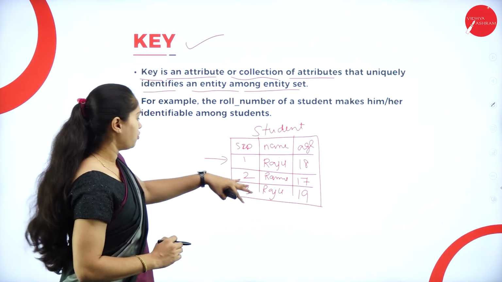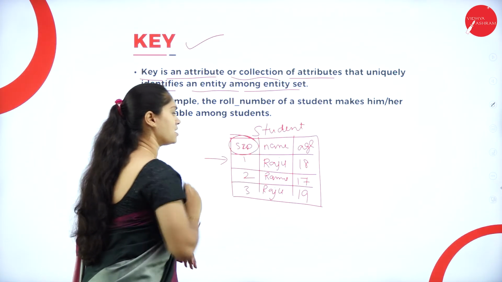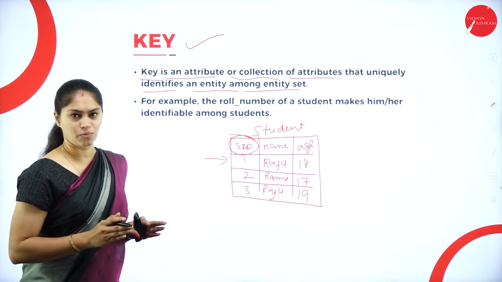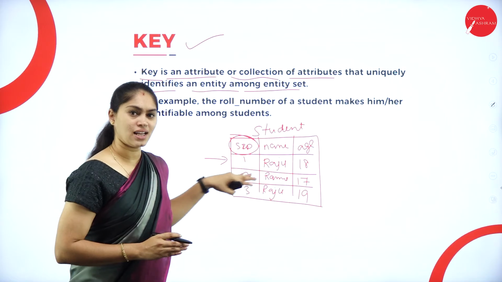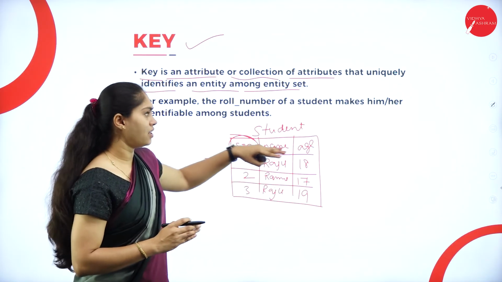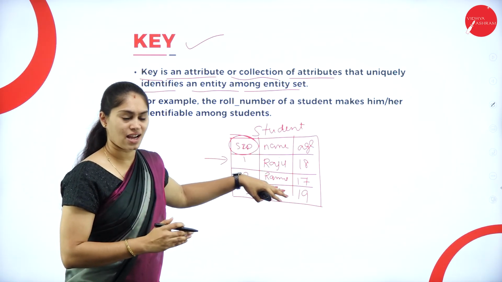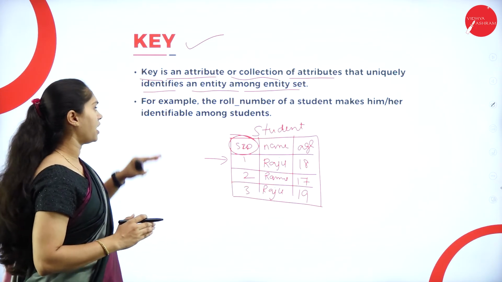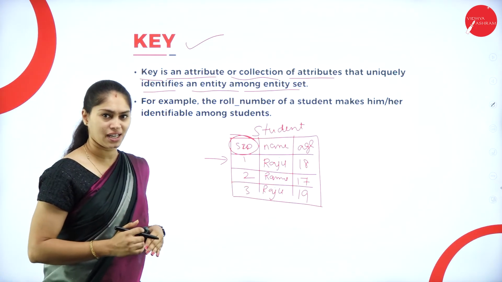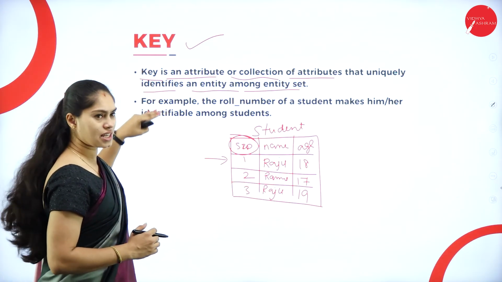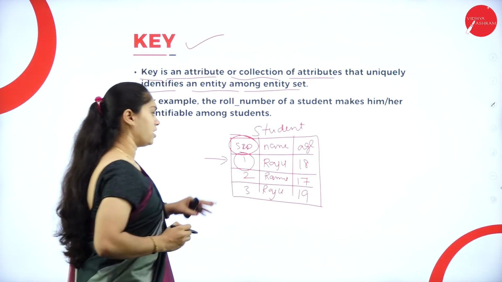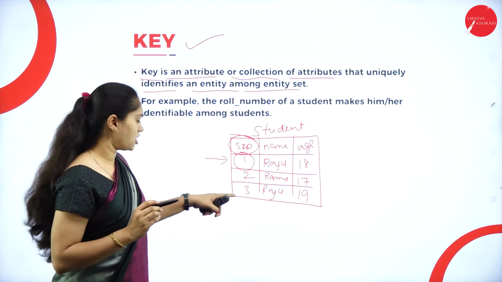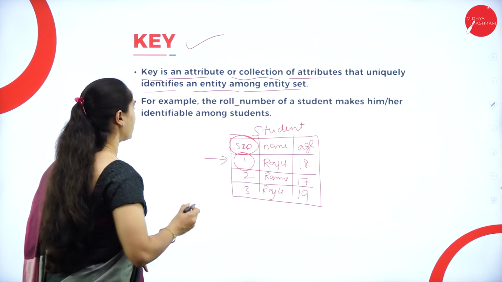So I am going to make this student ID a unique value. With the help of this student ID, I can find a particular entity among the entity set. In order to uniquely identify an entity among the different entities in the entity set, we have this key. So if I want to update this Raju, I will use the student ID 1 instead of 3.